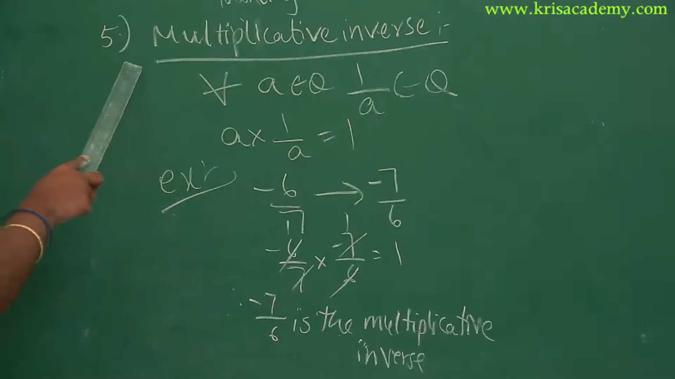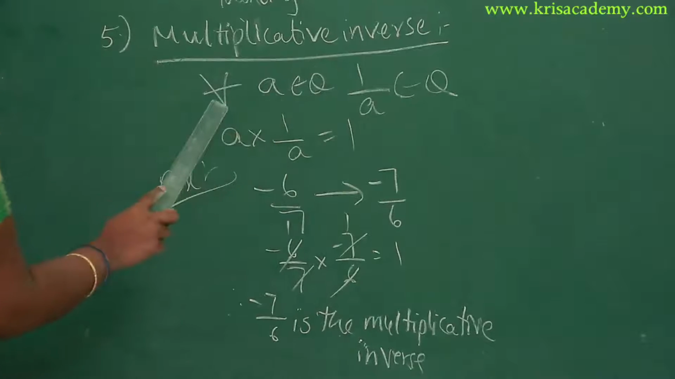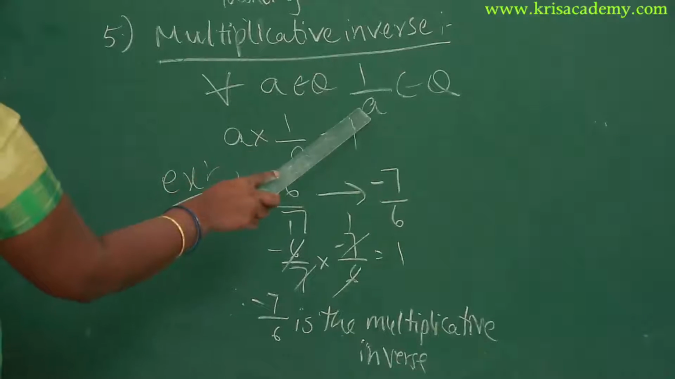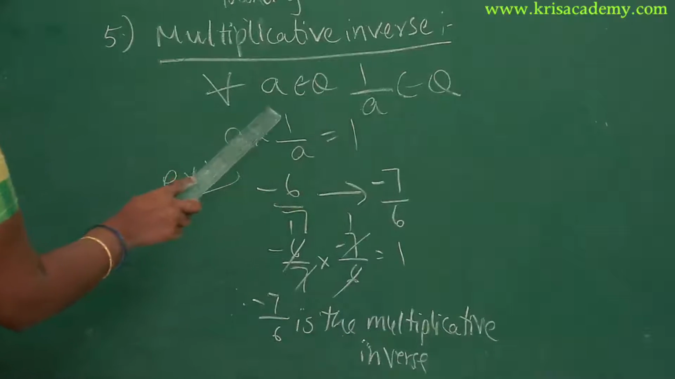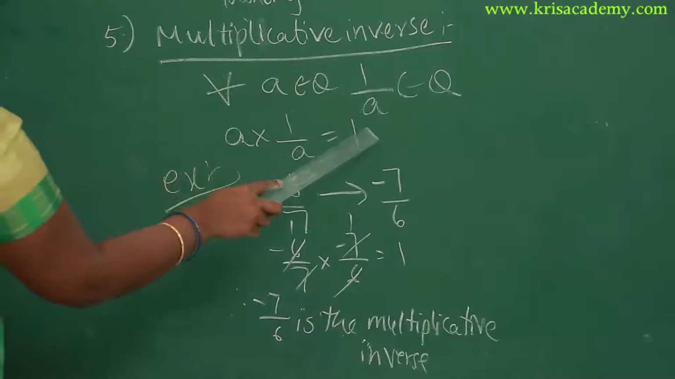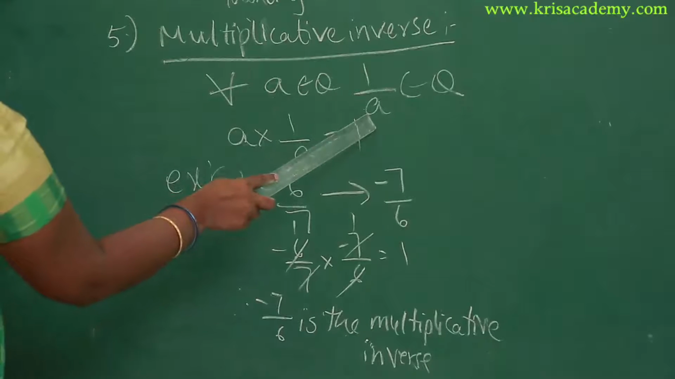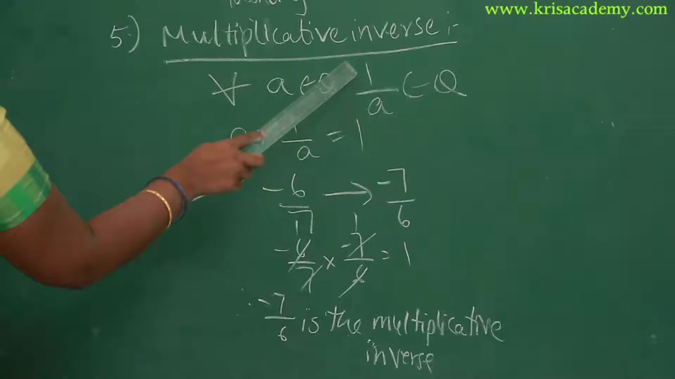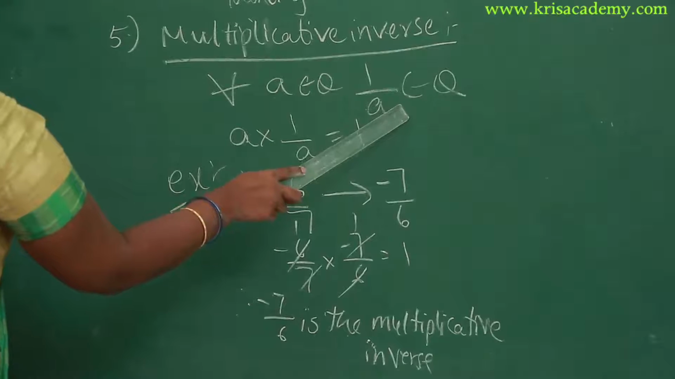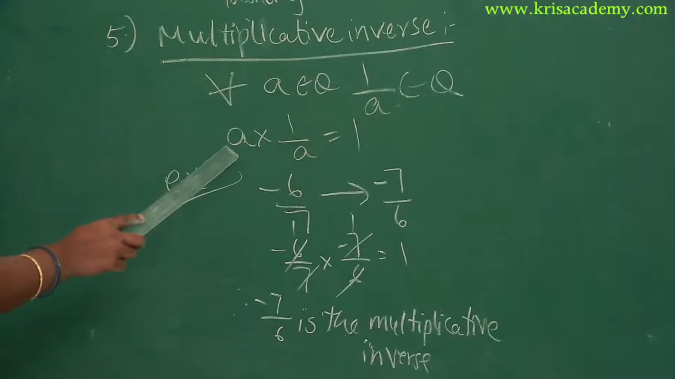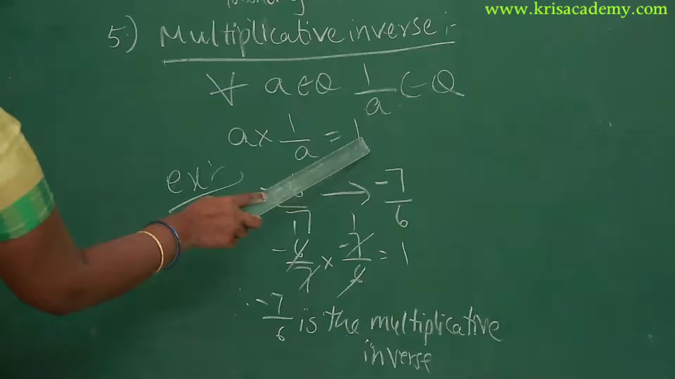Now comes to fifth property, multiplicative inverse. For all a belongs to Q, 1 by a also belongs to Q. Any rational number will have the reverse of that number. So every rational number will have the inverse of that number. When we multiply a rational number and its reciprocal, we will get the value 1.